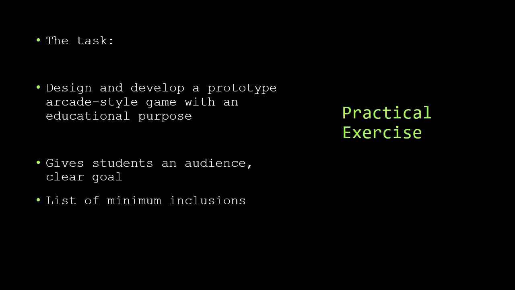I give them a list of minimum inclusions, so it's got to have this sort of code element, and it's got to be done in this formatting, and you've got to have a while loop, you've got to have an if statement, you've got to have whatever. And a time constraint, obviously. So the practical exercise is generally about 3 or 4 weeks, whereas a project can extend out to about 6 or 7 weeks. So to that end, this was the approach.